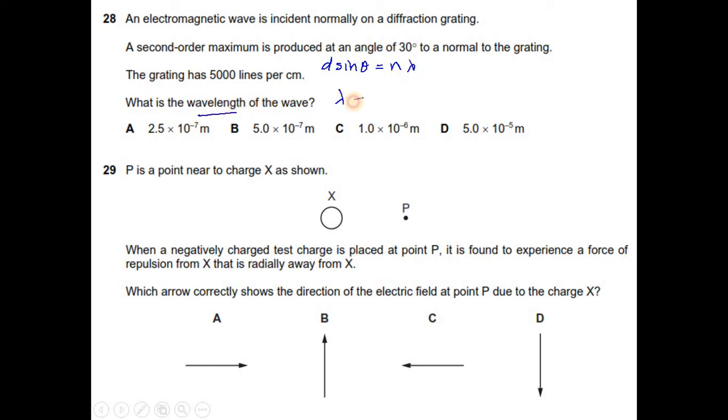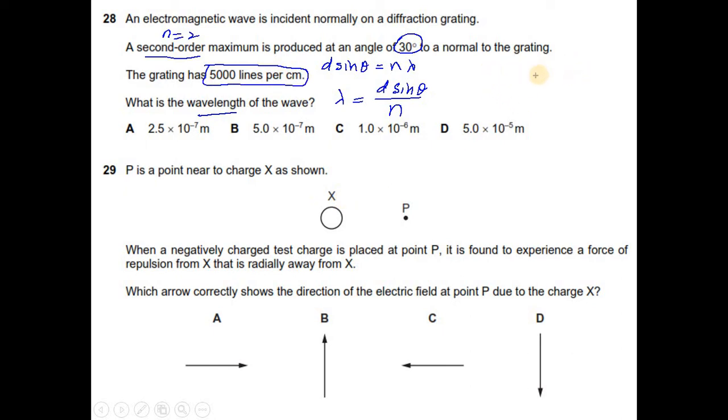So lambda is equal to d sin theta divided by n. For the wavelength, we need theta, which is 30 degrees. We need n, the order of the fringe or order of the maxima band, which is second order. So n is equal to 2. What about d? d is called the grating element, and d is found using the number of lines per centimeter.